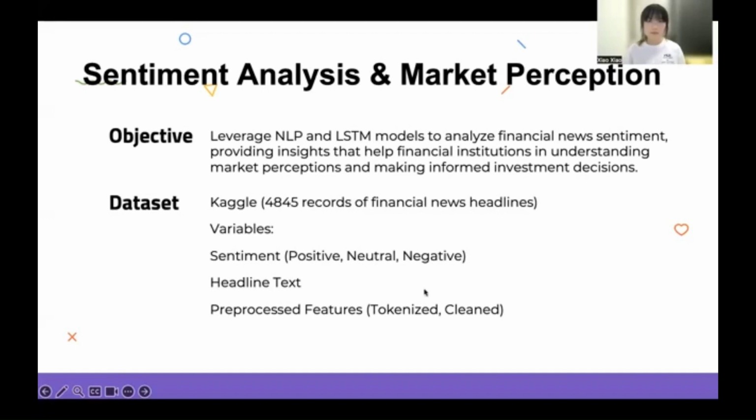In the landscape of finance, understanding market sentiment is as critical as the numbers themselves. We deploy advanced NLP and LSTM techniques to analyze the sentiments of financial news, with over 4,845 entries analyzed. We are translating the complexities of market language into actionable insights, aiding institutions to navigate the nuanced waters of investment with a data-driven compass.